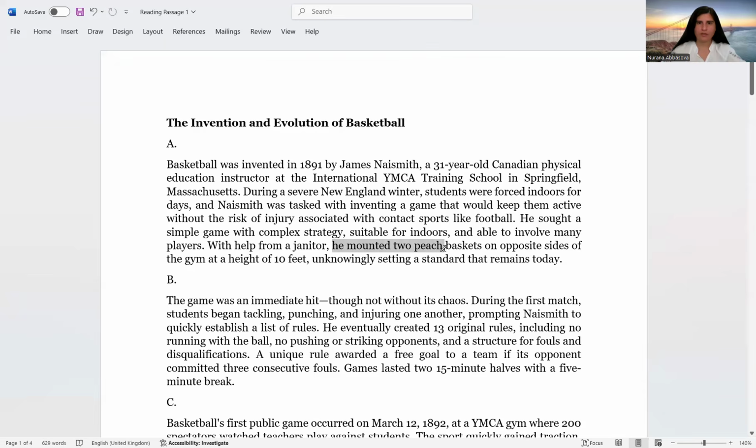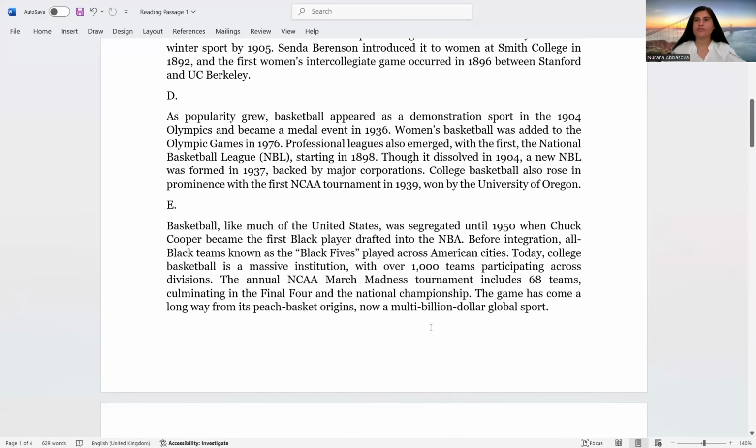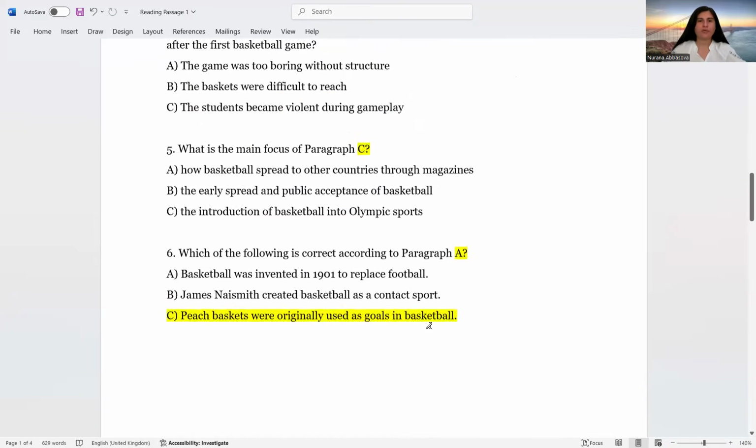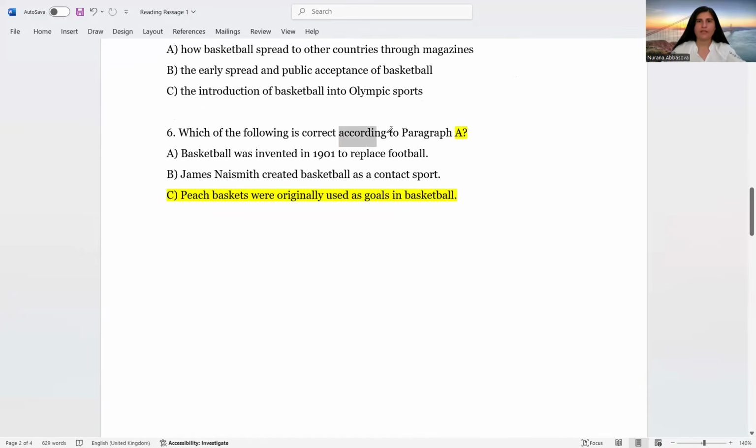He mounted two peach baskets on opposite sides of the gym, and they started playing it. So this is the first one, and this question type is, I said, detailed question. In detailed questions, of course, you can read the whole paragraph, mainly for multiple choice questions. It always becomes mandatory to read the whole paragraph.